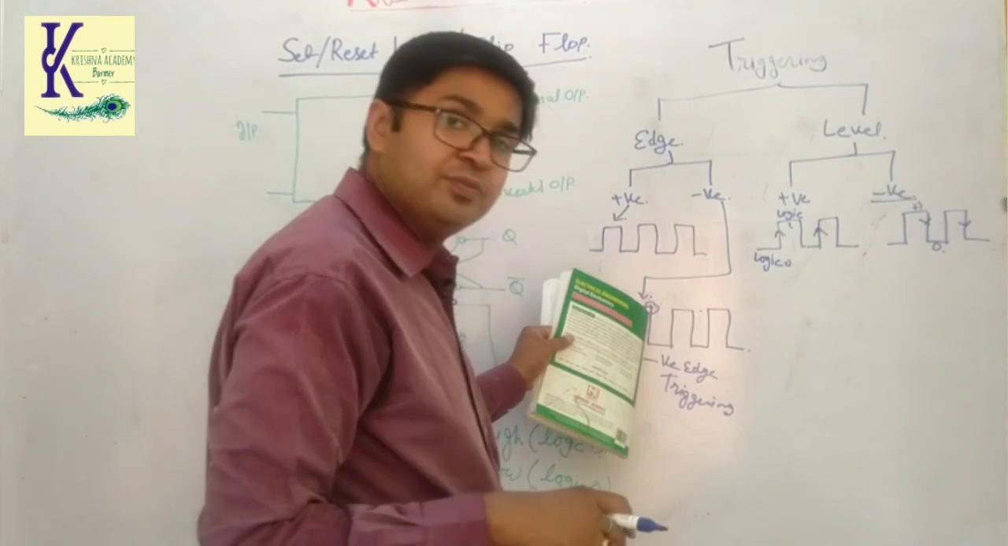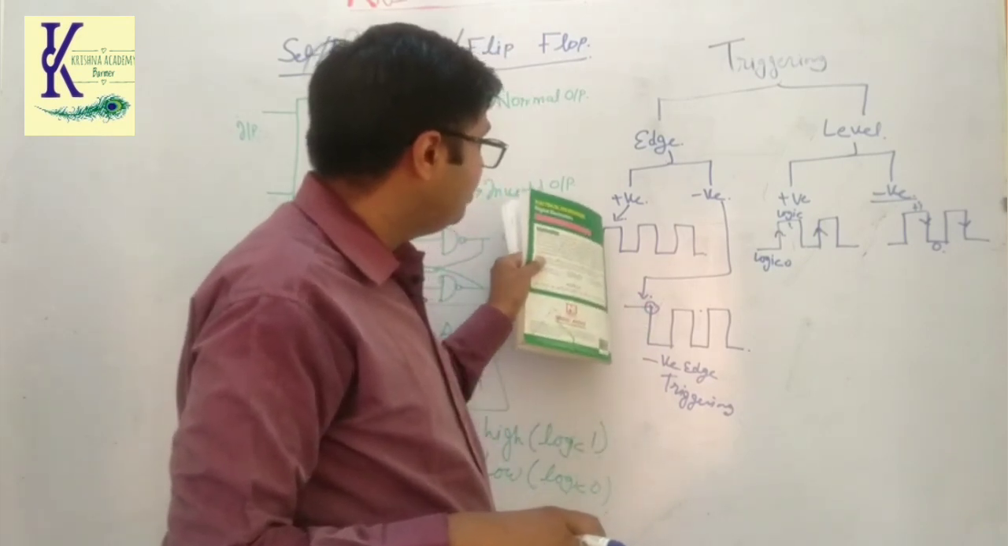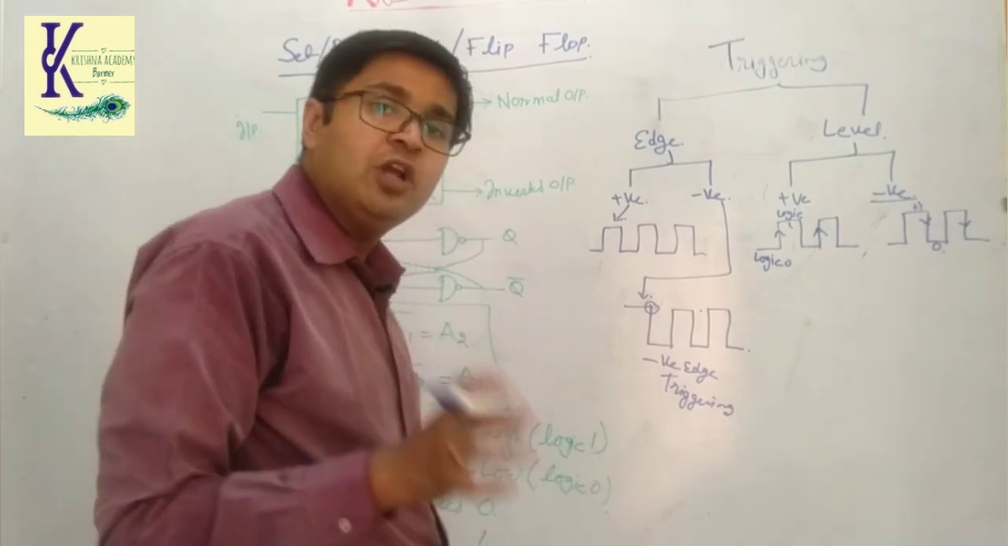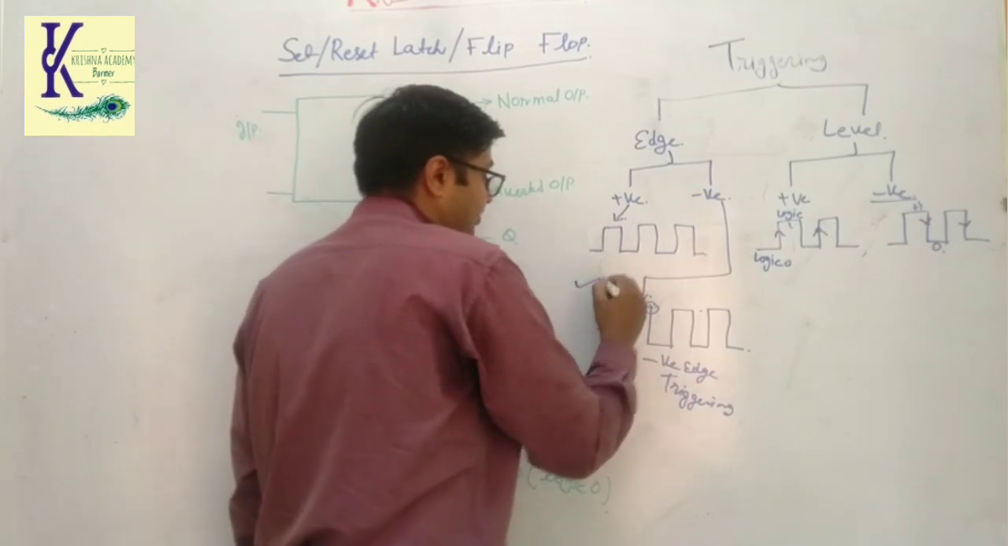Here you can see this. It is called negative edge triggering. Whenever it is going from logic 0 to logic 1, it is called positive edge triggering. These are the differences between them.